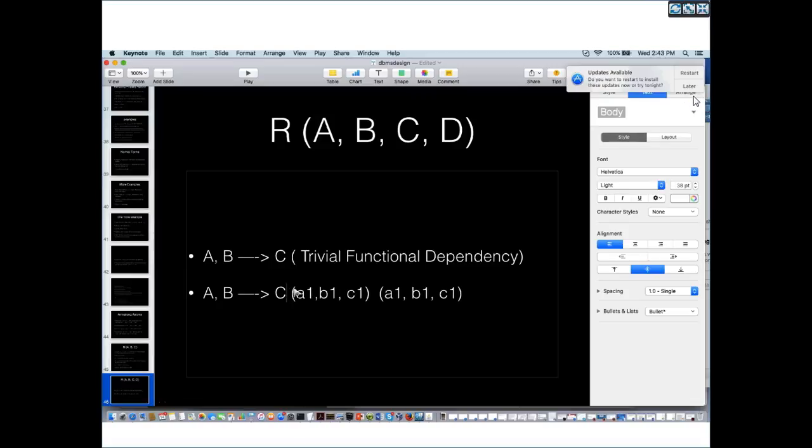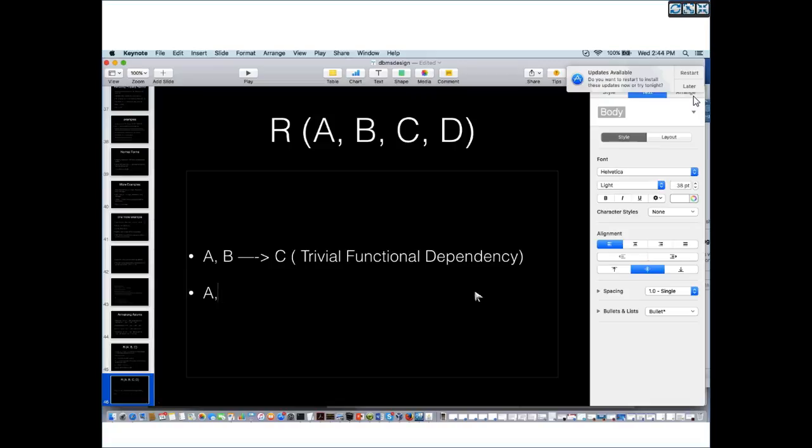Now, if you write here A, this is trivially true. If you write B, that's also trivially true. Because if you agree on the value of A and B in two tuples, you will also agree on the value of B. This is a subset of the left-hand side, which you have already agreed. This is the way you can prove all the actions.